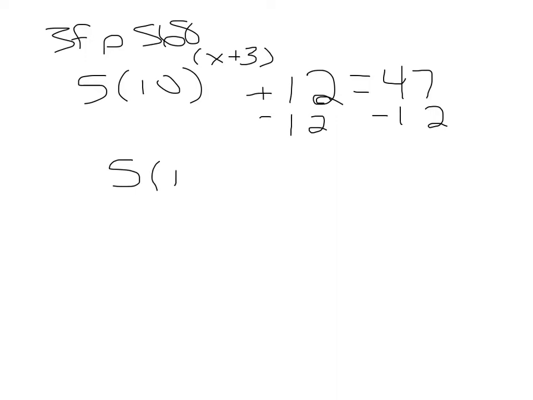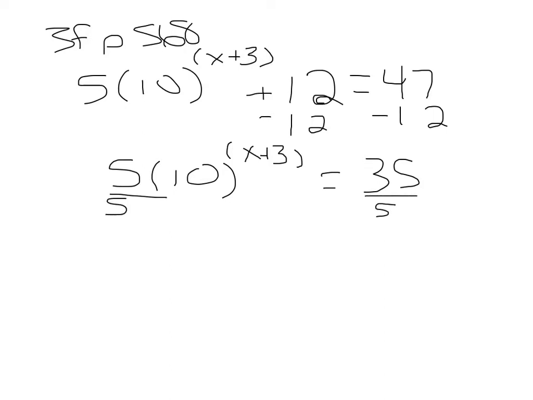What you do on the left, you must do on the right. So 5 times 10 to the x plus 3 is equal to 35. Then that's 5 times, so I've got to get rid of the 5. So I divide by 5. What I do on the left, I must do on the right. So I end up with 10 to the x plus 3 is equal to 7.